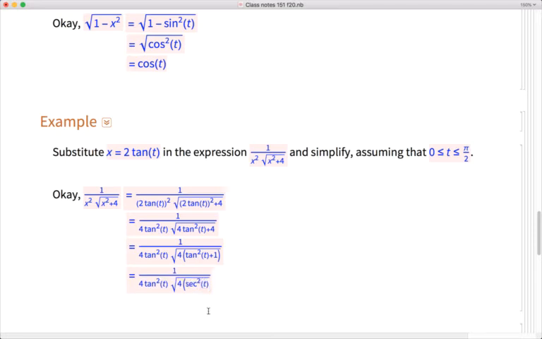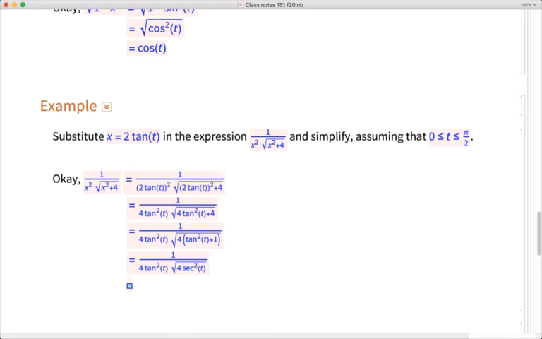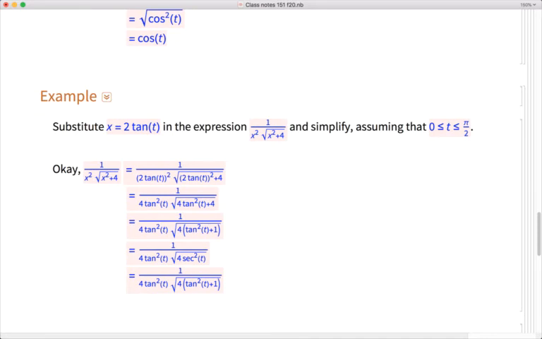Got an extra set of parentheses there. Okay. So we're taking the square root of 4 and the square root of secant squared. All right, so that's going to simplify down to 2 secant t. Again, the restriction on the values of t have it arranged so that secant t for this interval of t is a positive number.